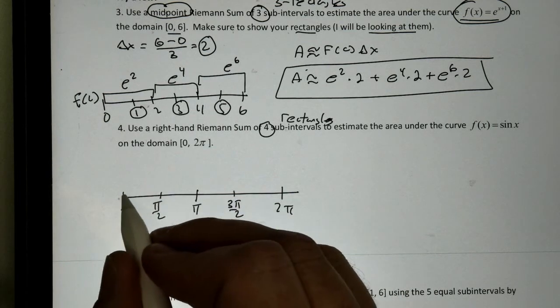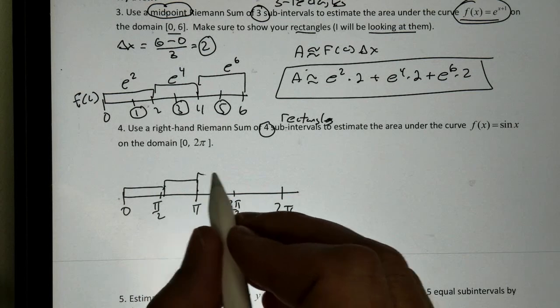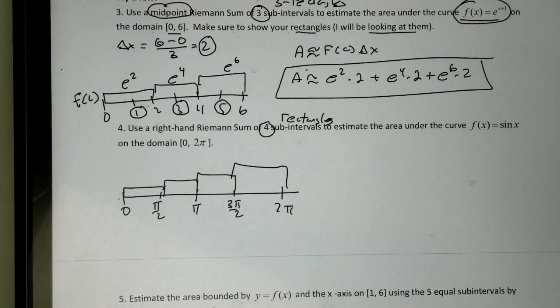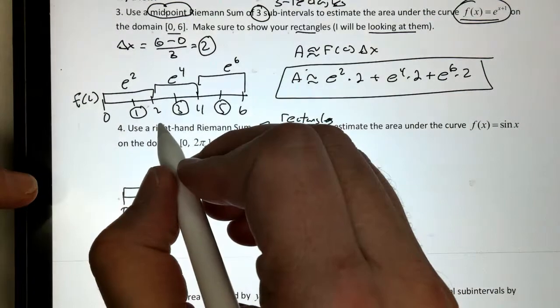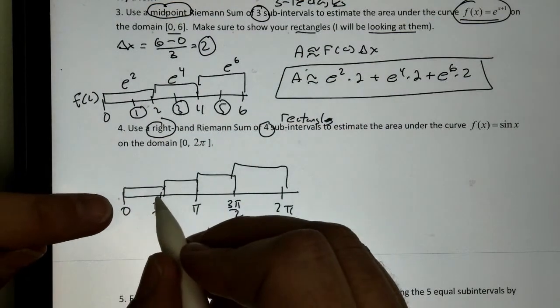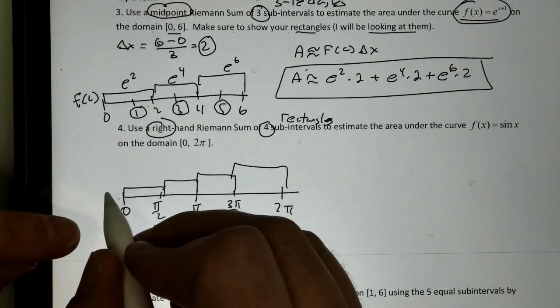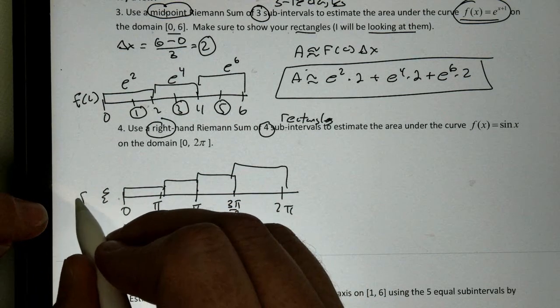This is now going to generate how many rectangles? Again, I'm not looking for accuracy. I just want to get the rectangle itself. And now we've got to decide which one we want. They want a right-hand sum, so we can use the number on the right. So pi over 2. So now we've got to get our heights.